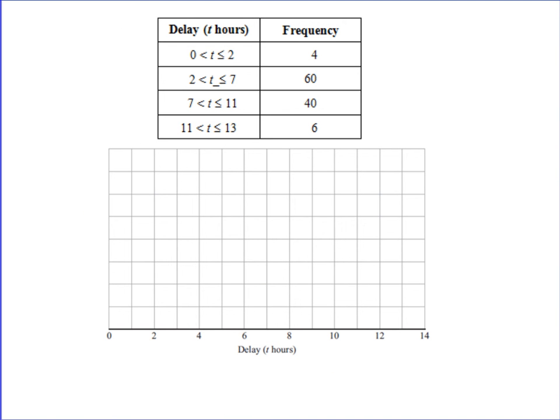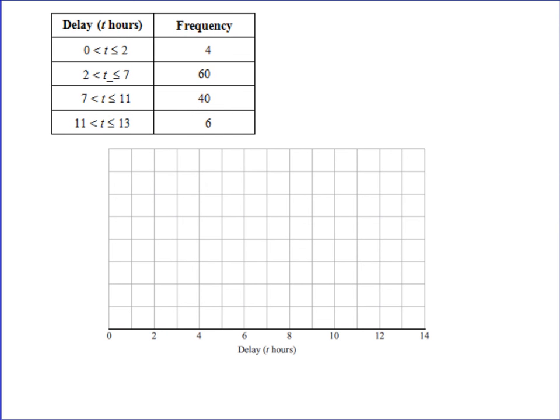Question 15. During 1 week in January, the flights from the airport were delayed. The table shows information about flight delays on Monday. Draw a histogram from this information. Right, histogram time. So first thing we're looking to do is class width and frequency density. So your class widths are 2, 5, it's the gaps between these, 4 and then 2. Divide then one by the other, so 4 divided by 2 is 2, 60 divided by 5 goes 12, 40 divided by 4 goes 10, and 6 divided by 2 is 3.